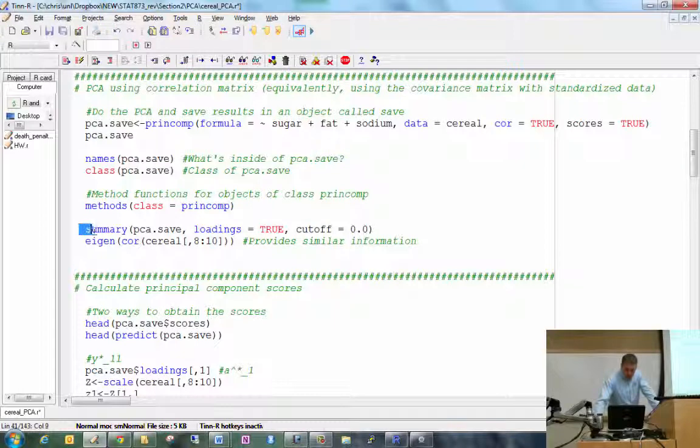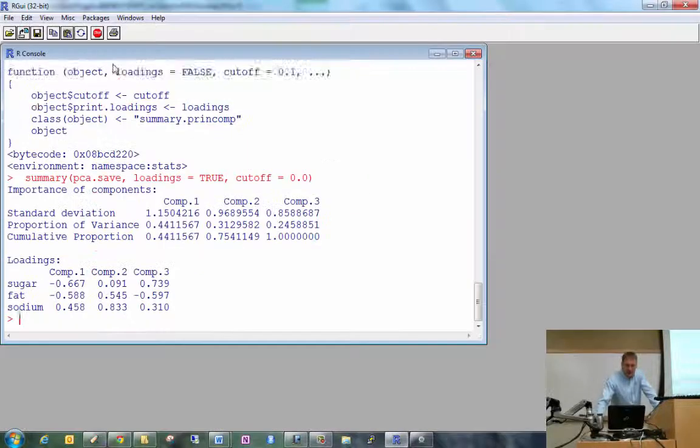Anyway, with this particular summary function then, the way that it's typically used is with some additional arguments. So I'm going to say summary(pca.save) like what we saw before, and then say loadings equal TRUE. What this tells R to do is actually print those eigenvectors, the coefficients on these linear combinations. And I'm going to say cutoff equal to 0 as well. You'll see why I did that shortly.